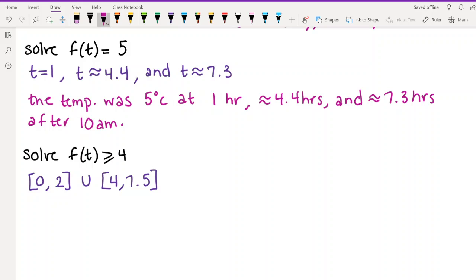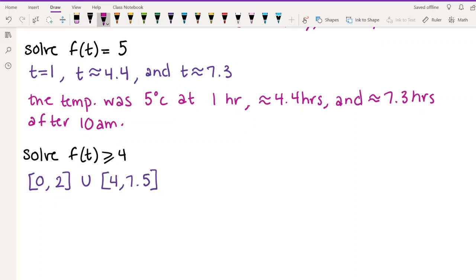Okay, so what does this tell us about our function, or about the temperature of this city? Remember that the intervals we answered were t values, so those tell us times. Just thinking about what these intervals mean, the first one means all of the time from 10 a.m. to 12 p.m., all of the time from t equals 0 to t equals 4. And then the second one means all the time from t equals 4 to t equals 7.5.